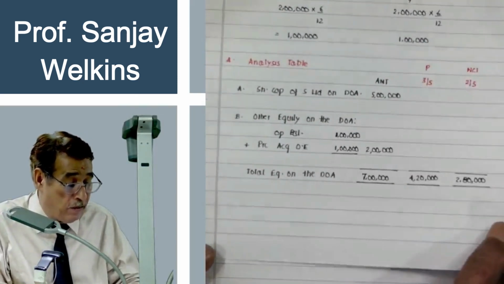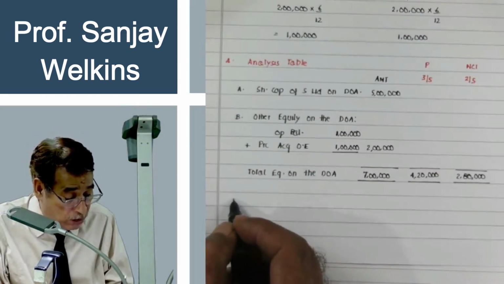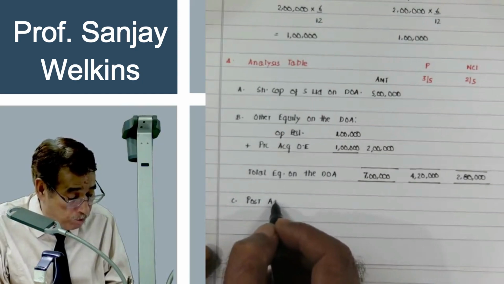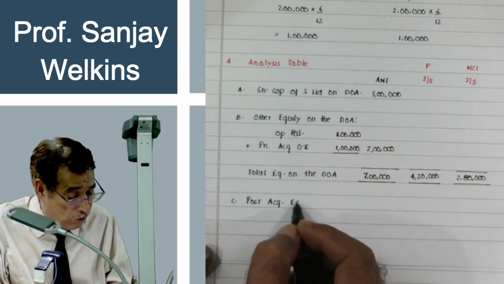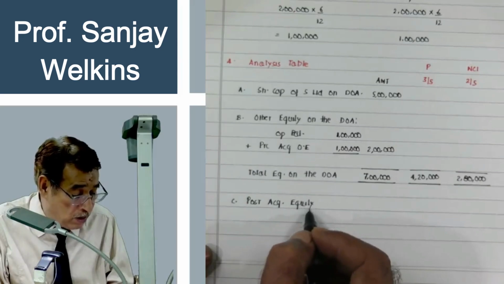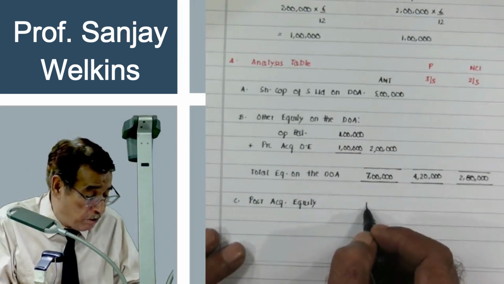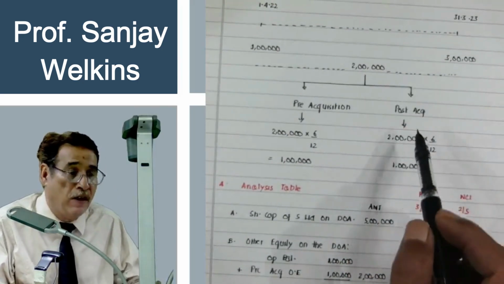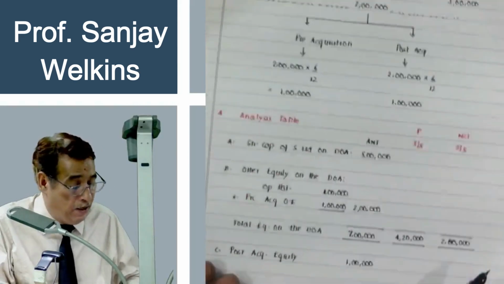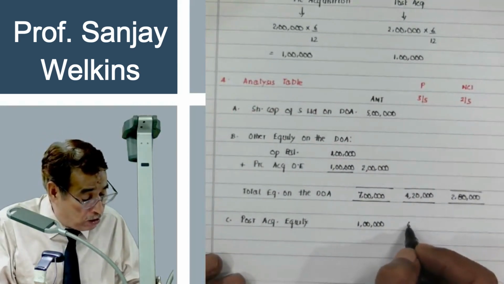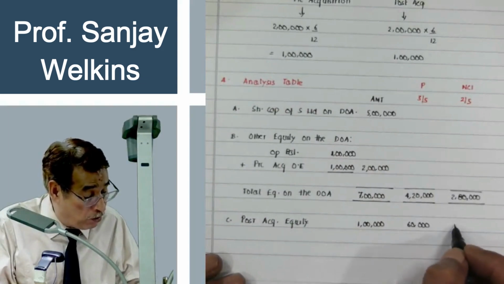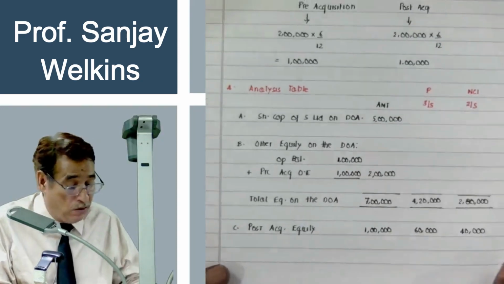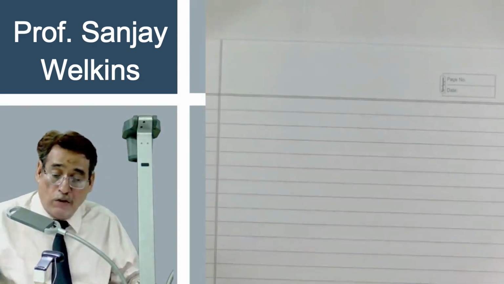And besides that, when you prepare the analysis table, it is always better to write post-acquisition equity. As we have seen, this time in the post-acquisition period, the subsidiary company has earned only 1 lakh, because the post-acquisition period is the second half of the accounting year. And post-acquisition equity is 1 lakh. So out of this 1 lakh, 3/5, 60,000 belongs to us and 40,000 belongs to NCI. Is it clear to you? Very simple now. So now you will acquire proficiency without an iota of doubt.